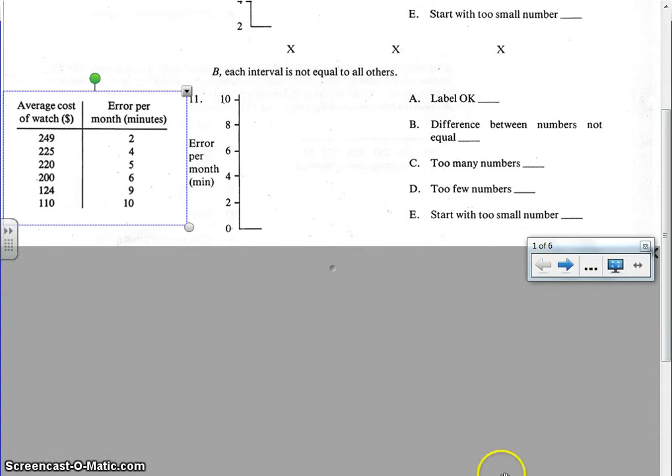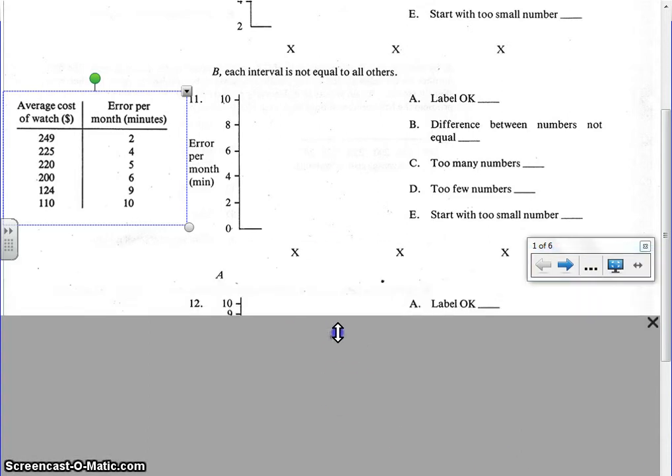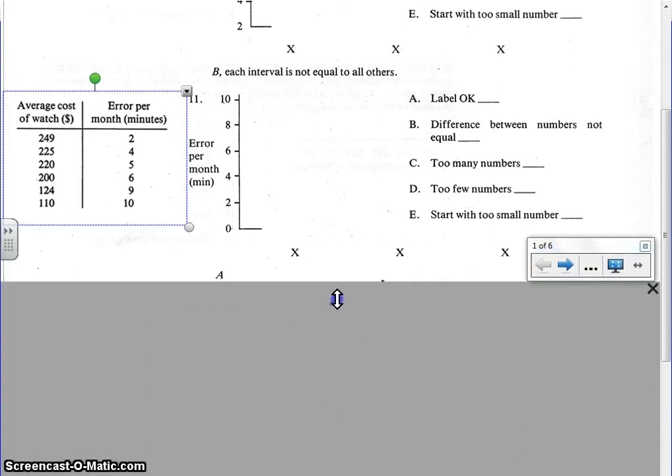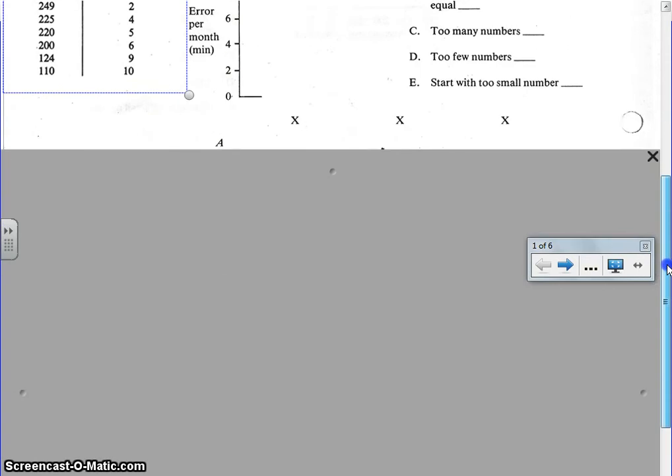Time. All right, let's go ahead and look at our answer here. The correct answer is A. It was labeled OK. We started with 0, which is close to our first number, which is 2: 2, 4, 6, 8, 10. Good scale there. So that's it.